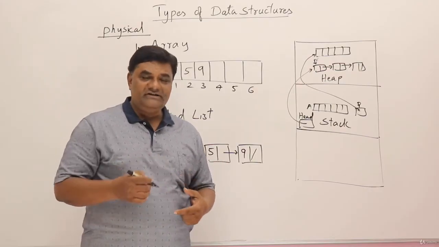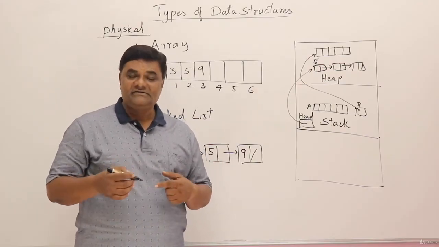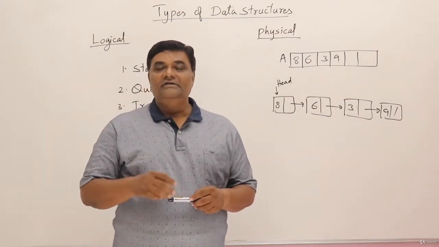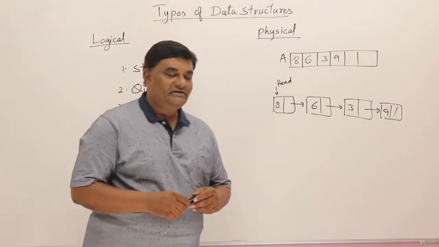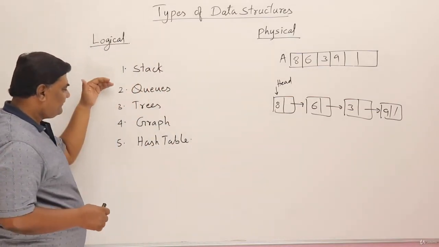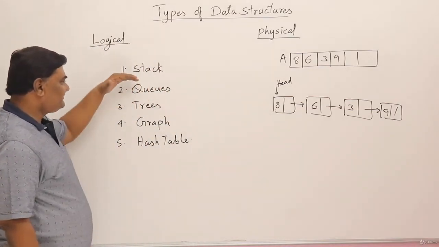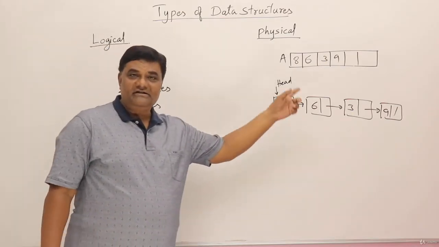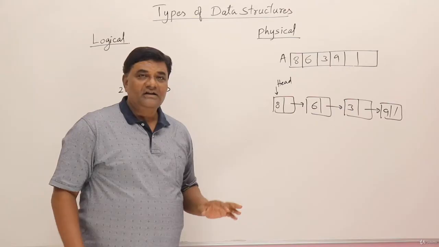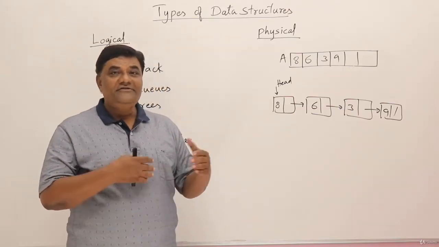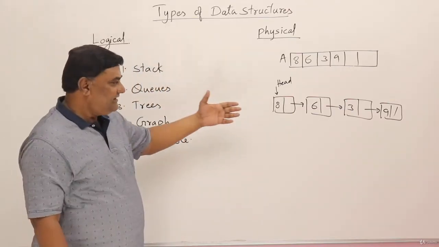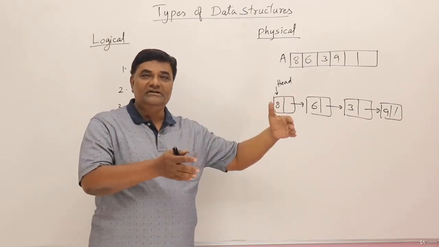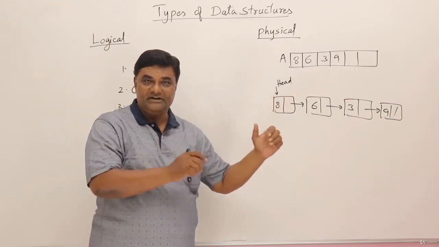Now let us move on to the next type of data structures, that is logical data structures. Now let us look at logical data structures. Here is the list of logical data structures: stack, queues, trees, graphs and hash table, and the physical data structures we have already seen. Now let us look at the differences between them. Physical data structures are actually meant for storing the data. They will hold the data, they will actually store the data in memory.